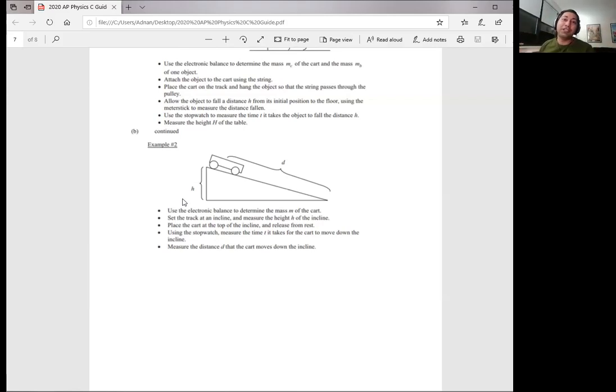When the AP exam is finished, we're going to start mechanics, and there'll be like a little small project that goes with it.